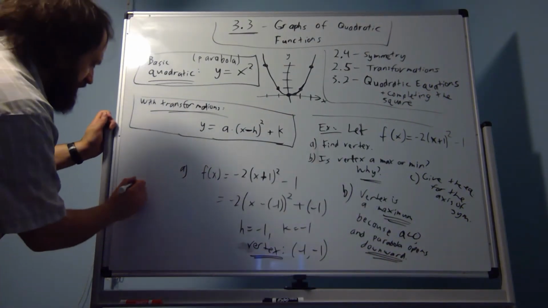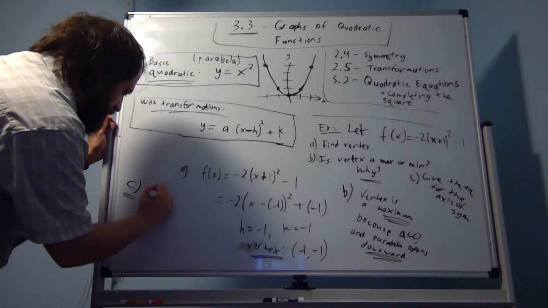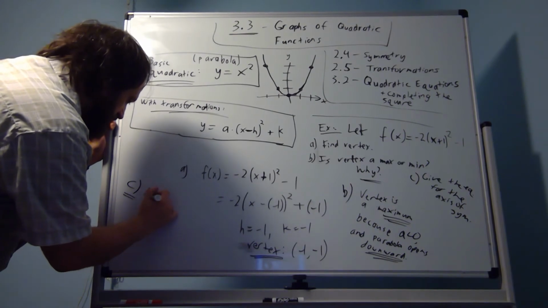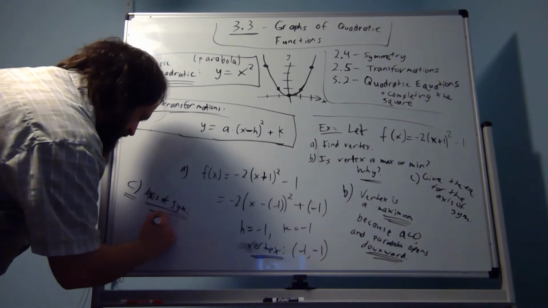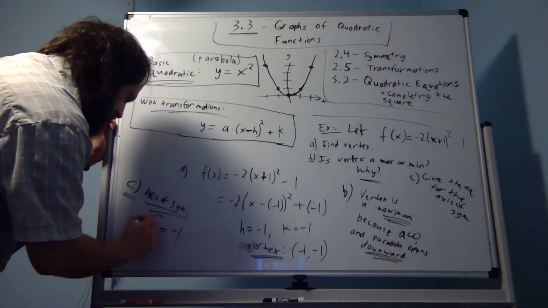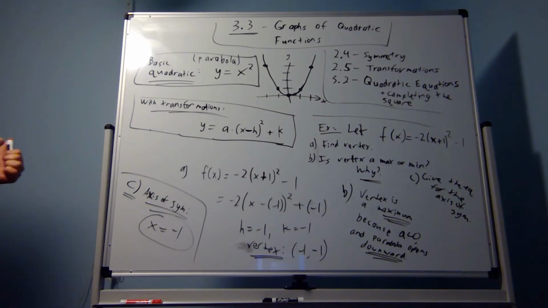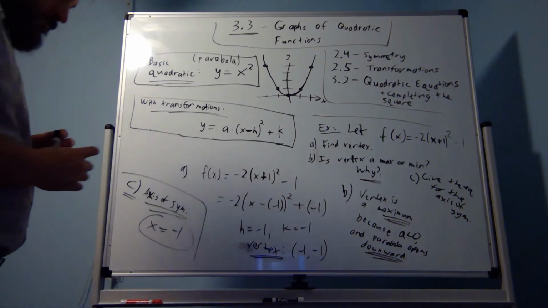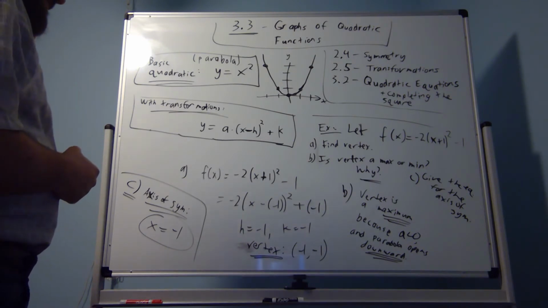And then for part C, axis of symmetry, x is equal to minus 1. Okay, so that's sort of it for how that stuff goes.